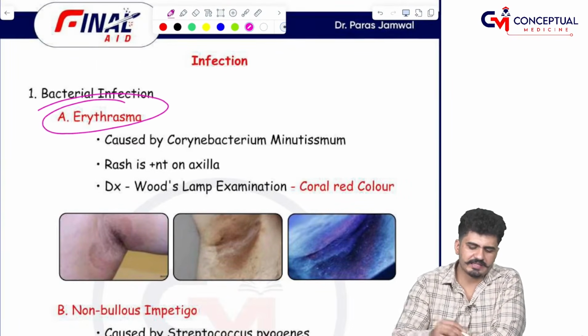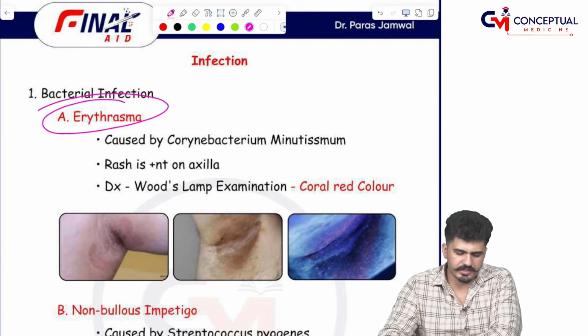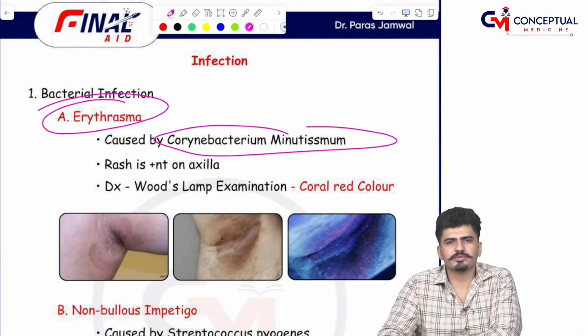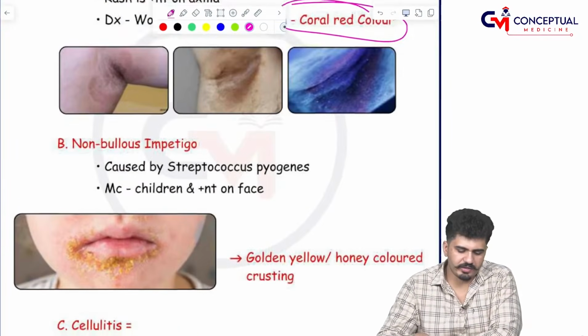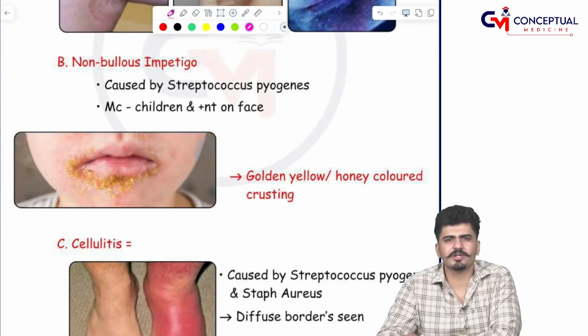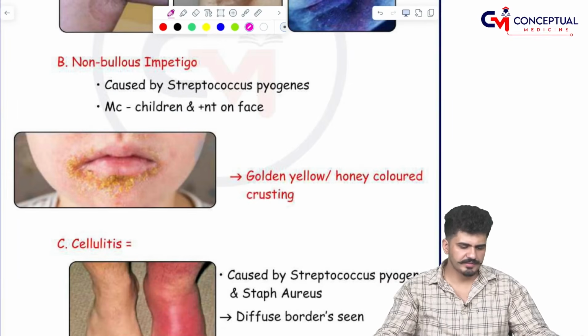Now going to the next one, infection. Yesterday we studied the microbiology of erythrasma caused by Corynebacterium minutissimum. You are going to see a velvety appearance, and on Wood's lamp you are going to see the coral red color, sir. Non-bullous impetigo is caused by Streptococcus pyogenes. Is Streptococcus pyogenes gram positive or gram negative? It is gram positive.